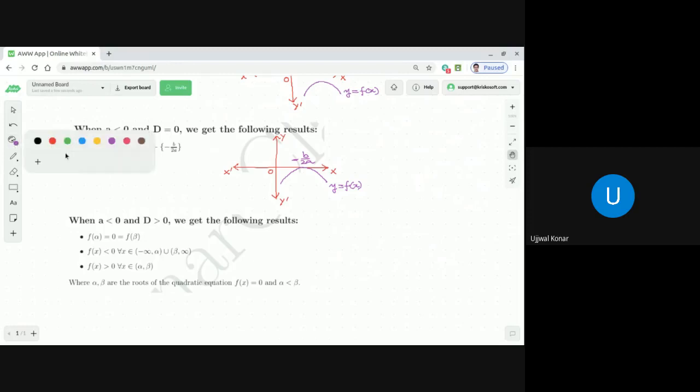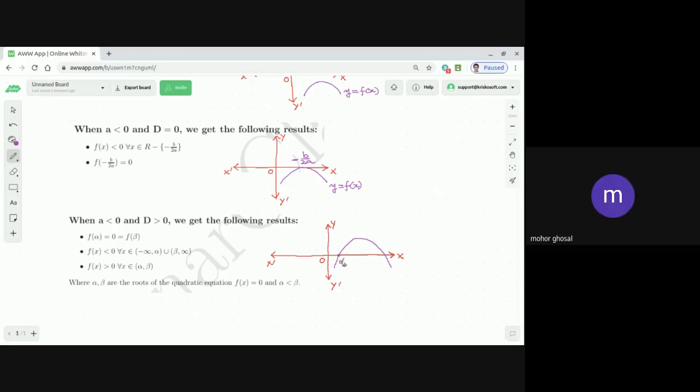Now all these three statements, if you give a visual representation by means of a graph, it will look something like this. This is the x-axis, this is the y-axis, and our curve will be something like this, where this point is alpha and this point is beta. Alpha is less than beta because you can consider the x-axis as a number line as well.